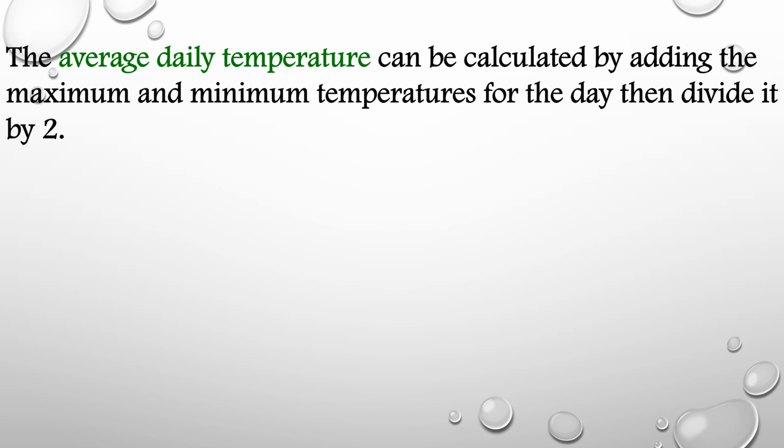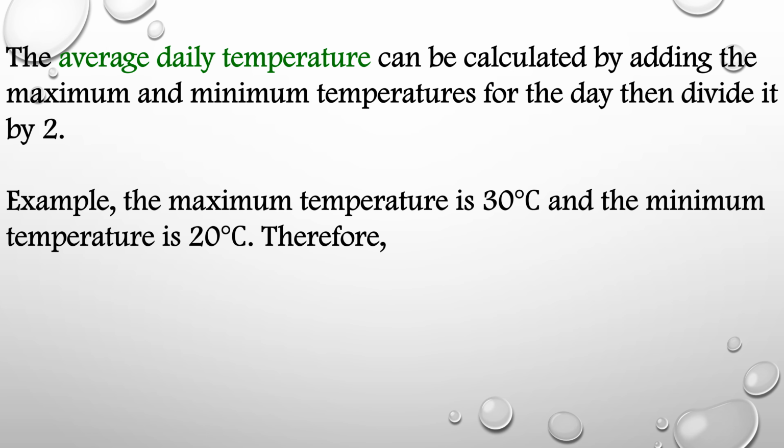Again, maximum and minimum temperatures are going to come into play in trying to calculate the average daily temperature, which is simply an average, as the name implies. What we're going to do is to simply add the maximum temperature to the minimum temperature, and then the total is divided by 2. That will give us the average daily temperature, or the average temperature for that particular day.